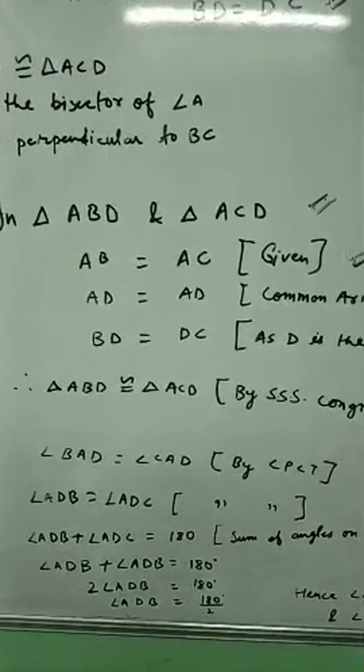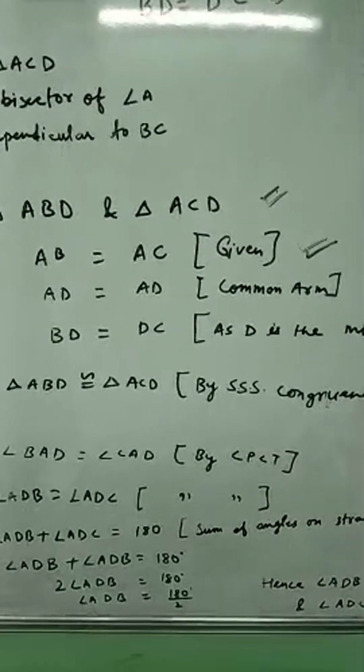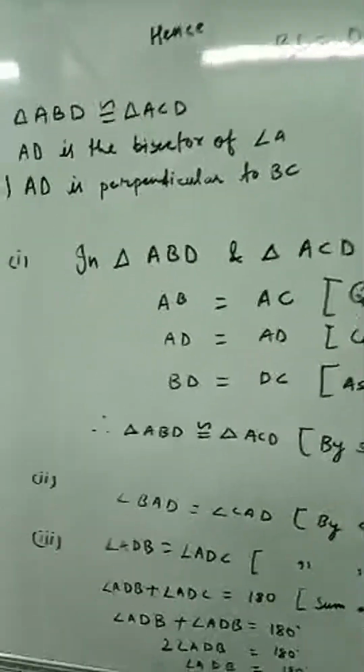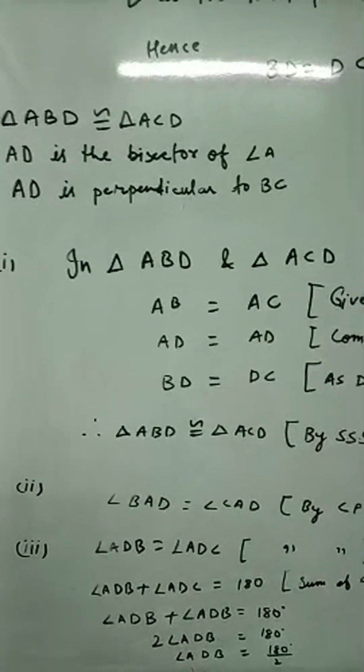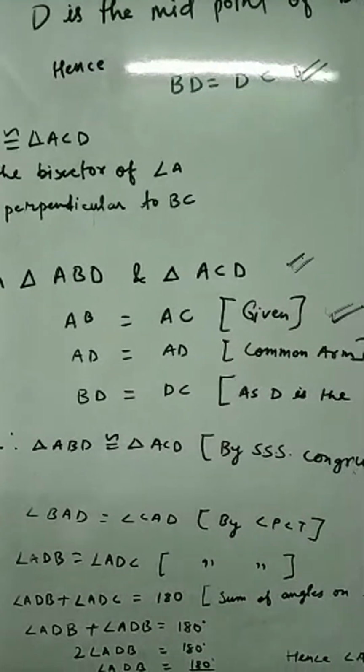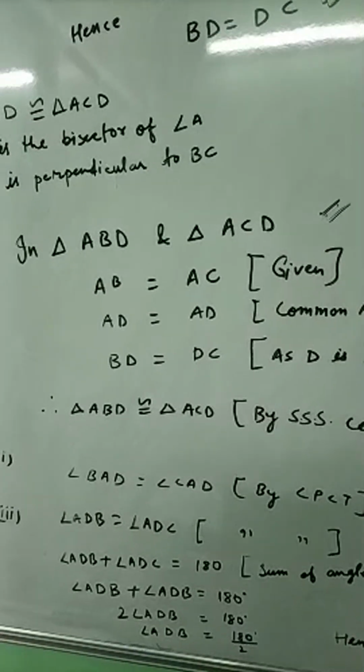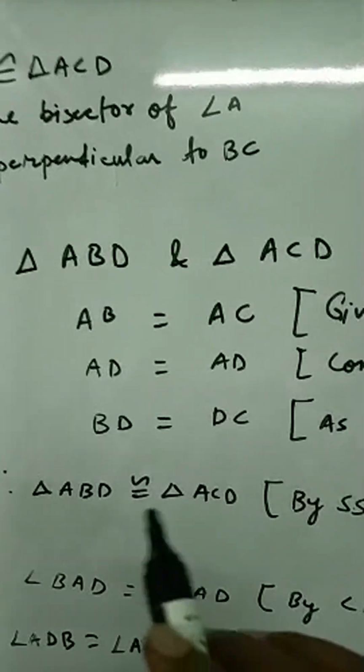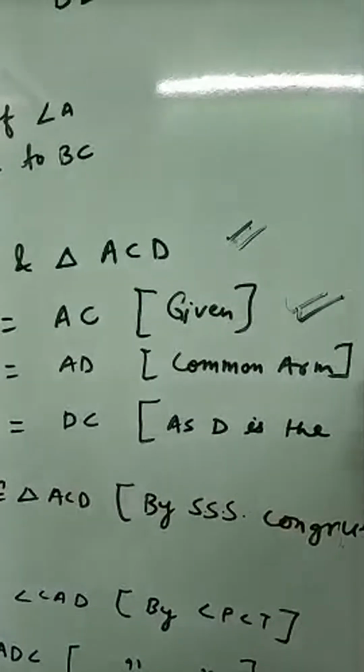First thing is given, AB is equal to AC, and we have to focus on sides only, because it is written in the question that we have to prove by side congruency. So AD is equal to AD I have written. AD is equal to AD means that is the common arm. I am showing you how it is a common arm.